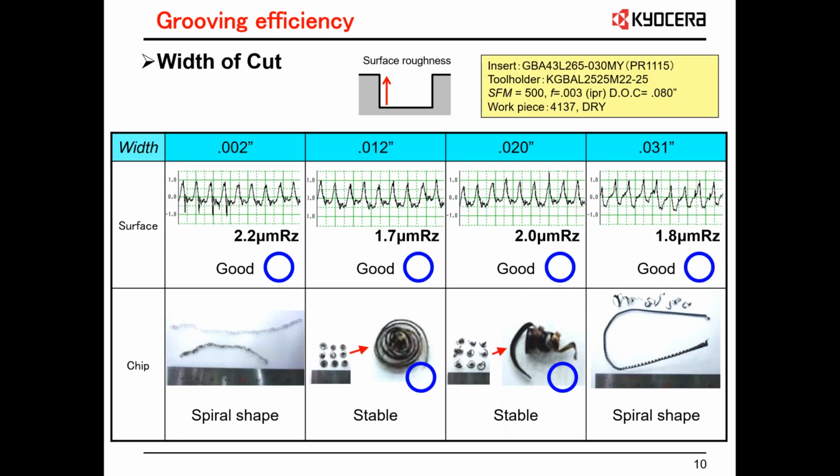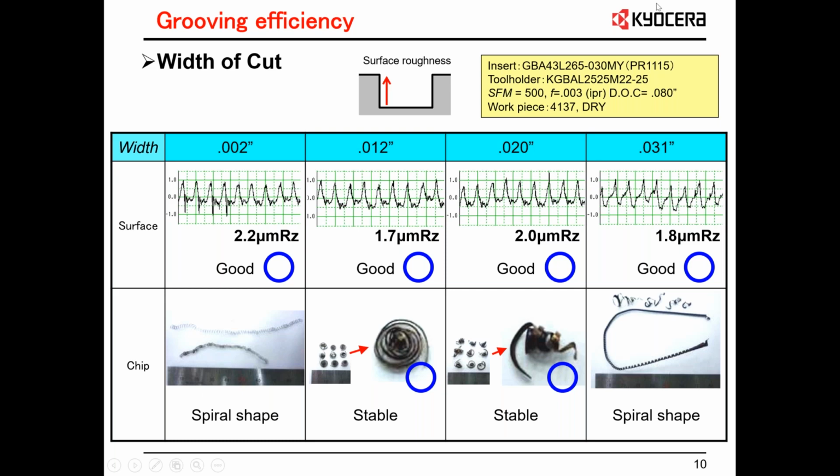Okay, so when looking at results of this, again, with the width of cut changing, it really doesn't have an effect on the surface finish, right? It actually gets more engaged of the wiper or of the radius, and so the finish is actually pretty consistent all the way across the board. However, at the lower width of cut at 2 thousandths, you can see we get nothing but a thin spiral chip. At 12 thousandths width of cut and 20 thousandths width of cut, we get stable chips.